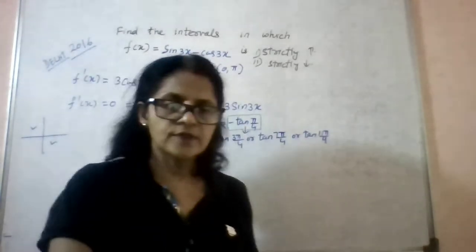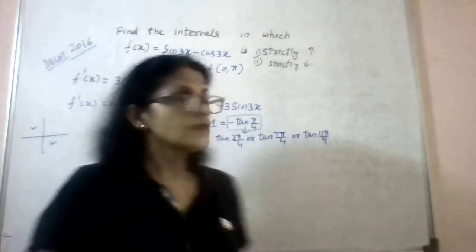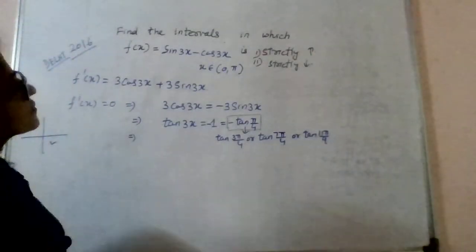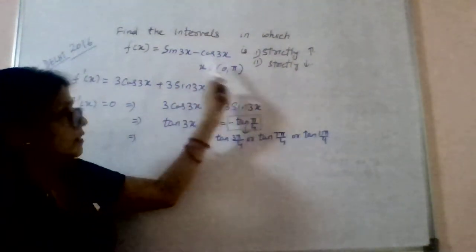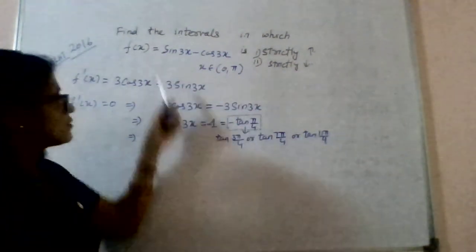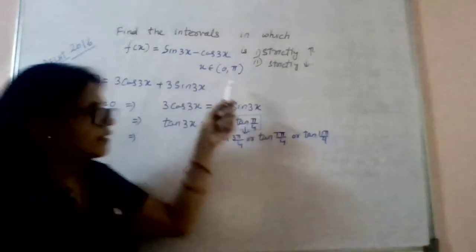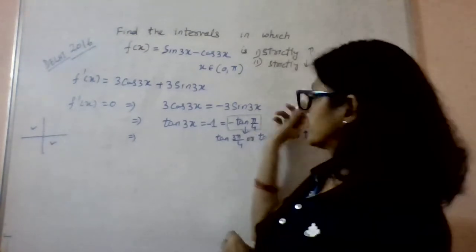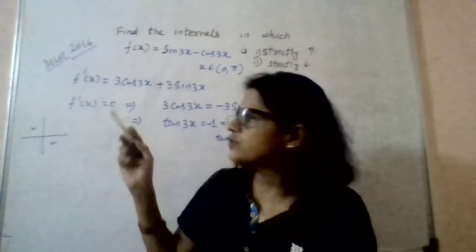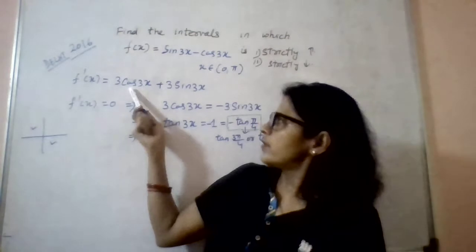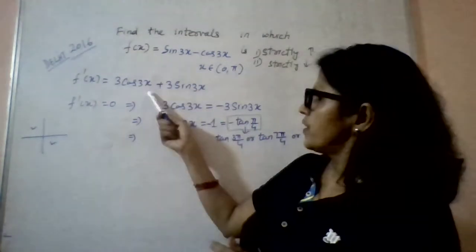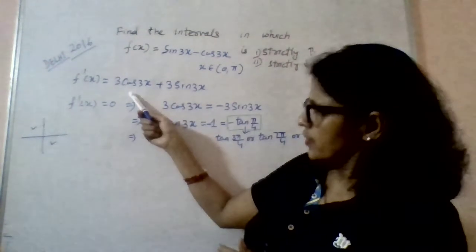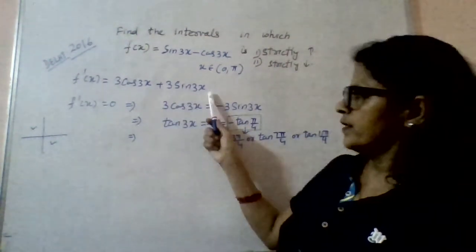So next question is a trigonometric function. Here I have taken f x equal to sin 3x minus cos 3x. Find the intervals in which this function, where x belongs to the open interval 0 to pi, is strictly increasing and strictly decreasing. Okay, so step 1 is find f dash x. So f dash x equals 3 cos 3x minus of minus 3 sin 3x, which means we are getting 3 cos 3x plus 3 sin 3x.